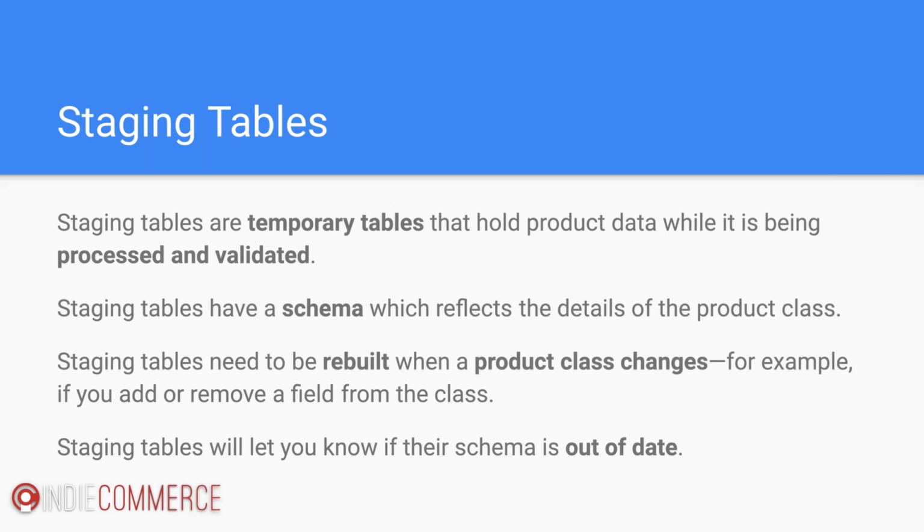For example, if you add or remove a field, like we just added our mug type field to our mugs product class, if you do that, then the tables will ask you to rebuild them. They do know if their schema is out of date, so they will tell you. It's very easy. There's just a little link you click and it says build or rebuild, and we'll actually look at it here together in just a minute. Just a minute being right now.